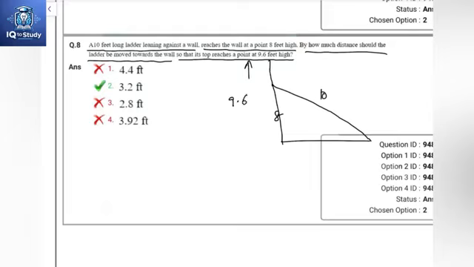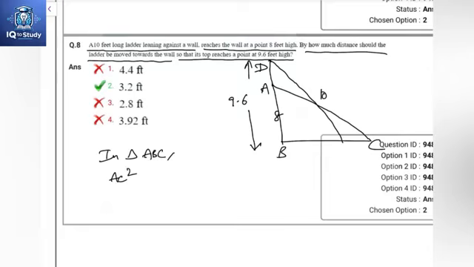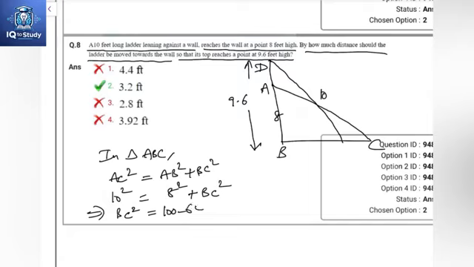Let it be 9.6 feet. Let it be A, B, C and D. In triangle ABC, AC square is equal to AB square plus BC square. We know that AC is equal to 10. So 10 square is equal to 8 square, which is AB, plus BC square, which implies BC square is equal to 100 minus 64, that is equal to 36. So BC is equal to root 36, which is equal to 6 feet.